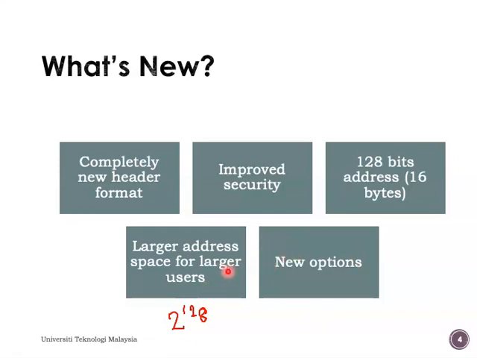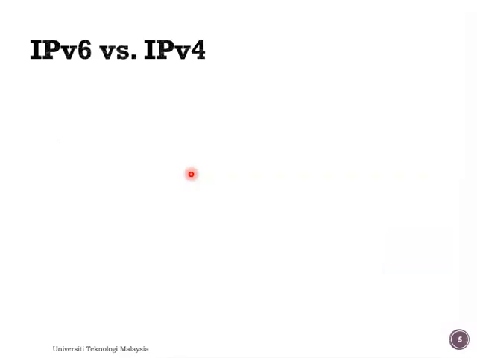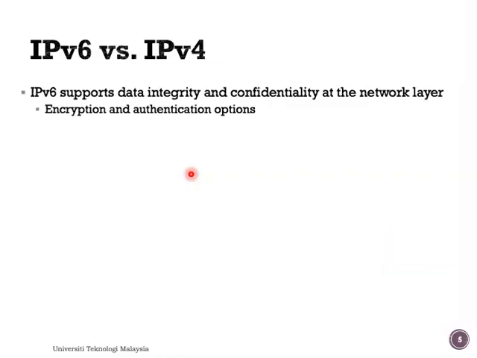On top of this larger address space, there is also a new type of address introduced in IPv6, which is called Anycast. We will have a look at this later in the next slides. There are also new options added to IPv6. So, the changes from IPv4 to IPv6: first, IPv6 supports data integrity and confidentiality at the network layer. The new options added to IPv6 include encryption and authentication.